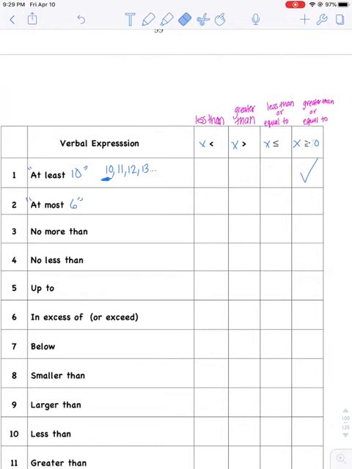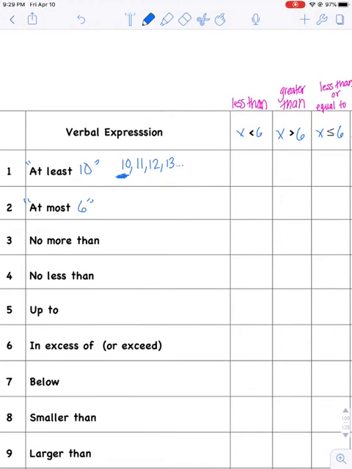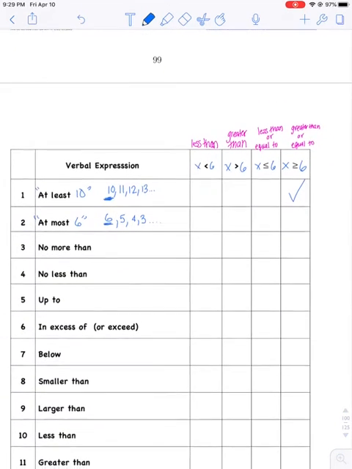Then I have to change all of these to 6s. I'm changing numbers just to demonstrate that it doesn't matter what number you pick. They're just examples. At most 6. Well, first of all, is 6 at most 6? Yes, so 6 works. Now I have to decide if I want numbers that are bigger than 6 or smaller than 6. Is 7 at most 6? No, 7's too big. Is 5 at most 6? Yes.